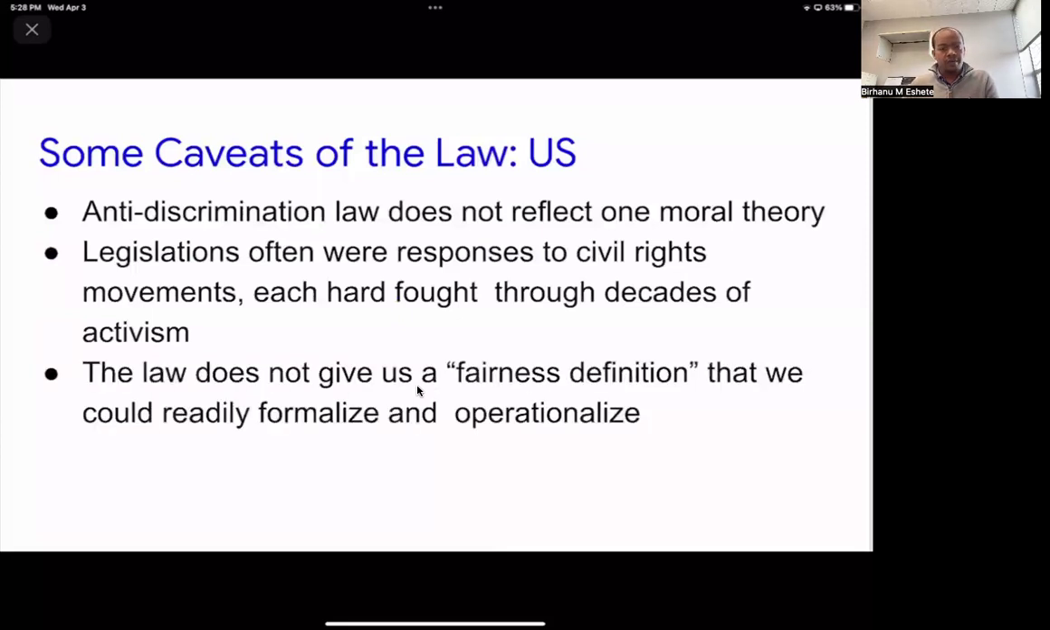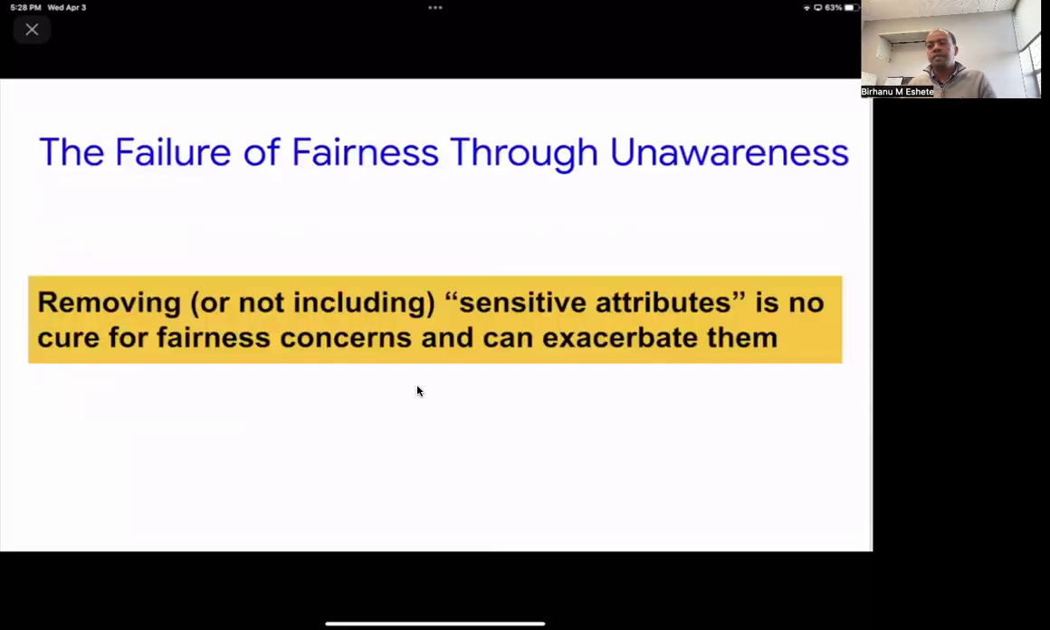And the law does not really give us what we call the fairness definition that we can basically plug in, formalize, and hit the road to operationalize. There is no such thing as a fairness definition. If that was the case, we wouldn't be having this lecture or this discussion. We'd just pick the fairness definition, plug it into our pipeline, wherever it is in the machine learning pipeline, and we move on. So that brings us to this notion of fairness through unawareness, right?